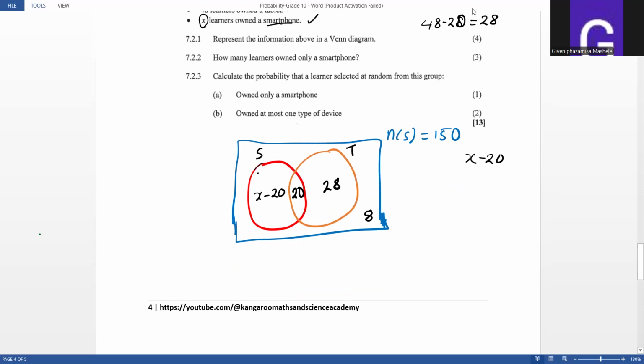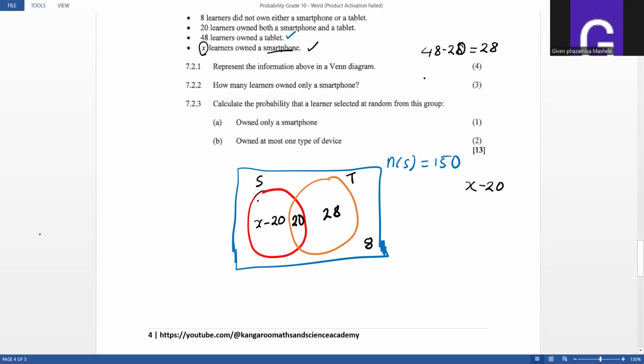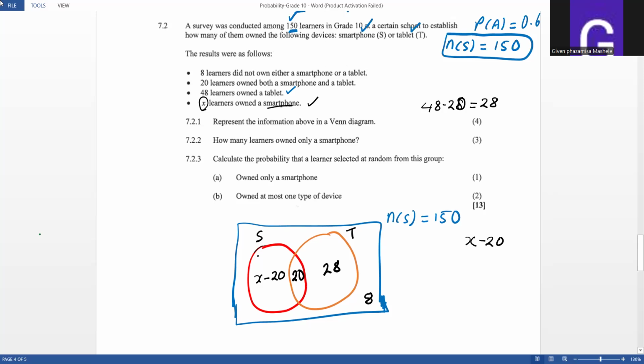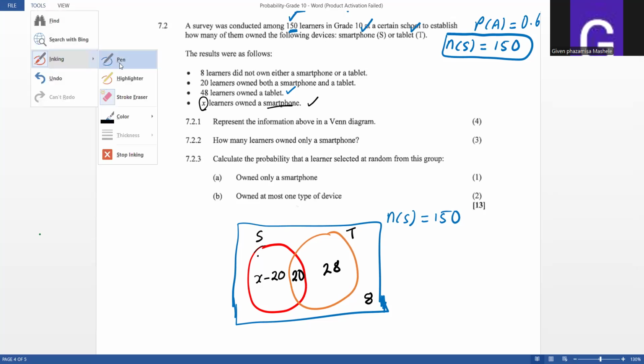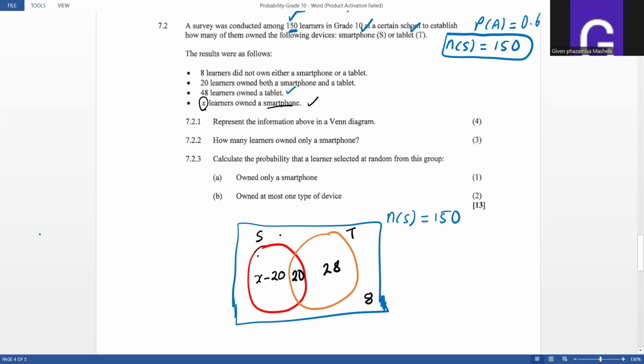Then what is the next question? It says, how many learners owned only smartphone? Only smartphone. So what do we want? We want this only smartphone. It's S only, this one. This one is tablet only. So we want to get only smartphone, which is X minus 20.